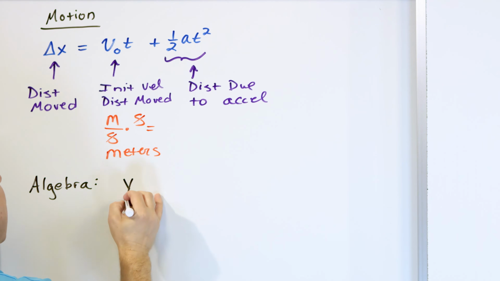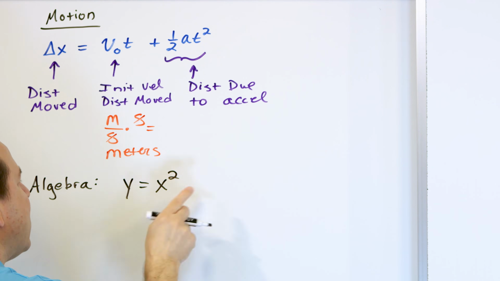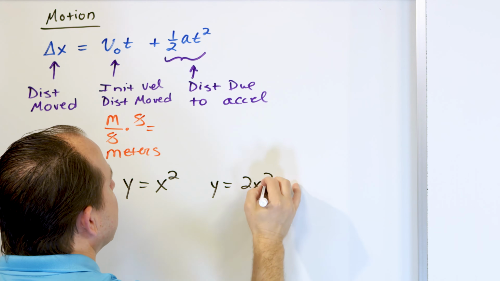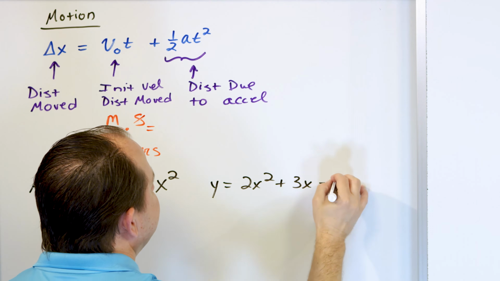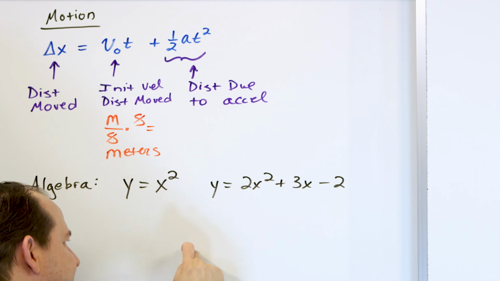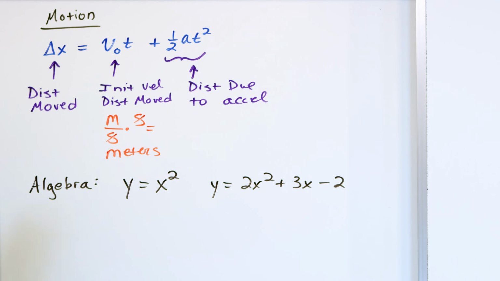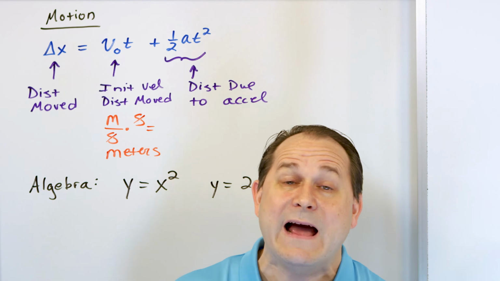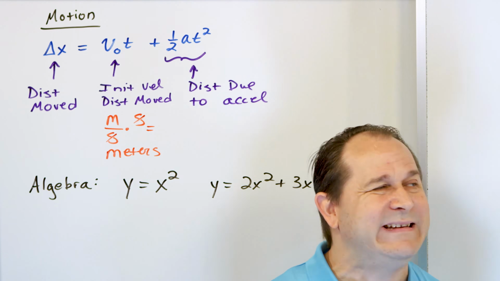Remember we talked about y is equal to x squared. Now I could write a more complicated equation. I could say y is equal to 2x squared plus 3x, minus 2. I could write some variation of it, but generally this is the basic parabola that you learn how to graph. It kind of has a smiley face shape to it in algebra, and then we learn more complicated forms of it, okay?